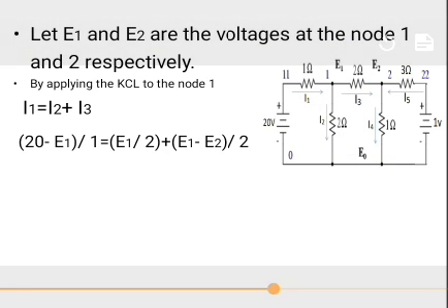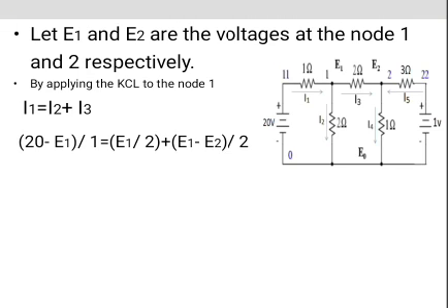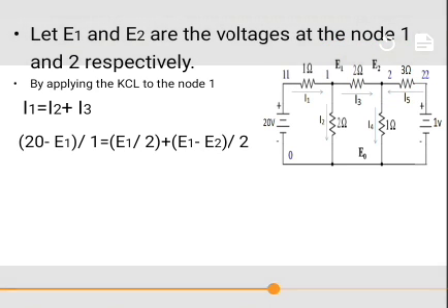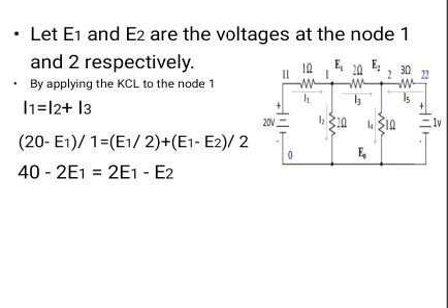The same thing for I3. I3 equals, depending upon the direction of the current, E1 is the starting point and E2 is the ending point: E1 minus E2 divided by the total resistance, 2 ohm. So E1 minus E2 divided by 2. That is 40 minus 2E1 equals 2E1 minus E2, so 40 equals 4E1 minus E2. Say this is equation 1.